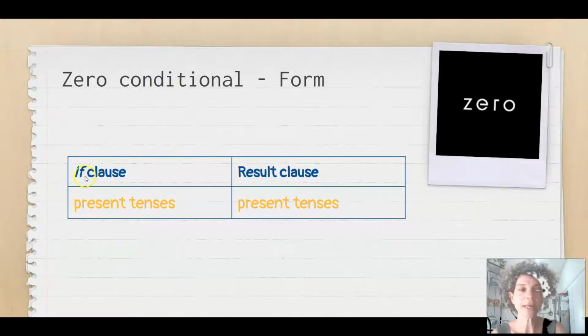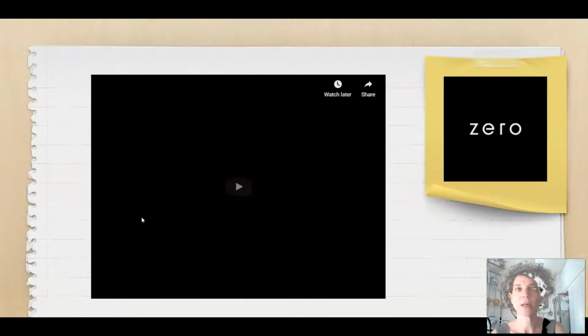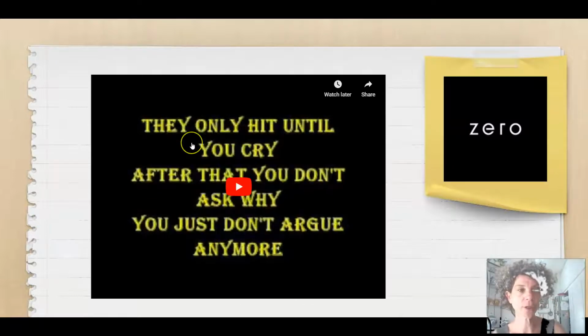You can notice that the if clause will always use present tenses. We will also use the present tenses in the result clause. This is in the case of zero conditional only. So let's take a look at a song that shows us how useful the zero conditional is.